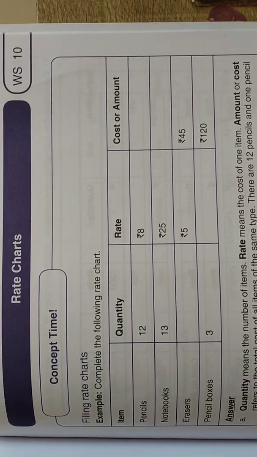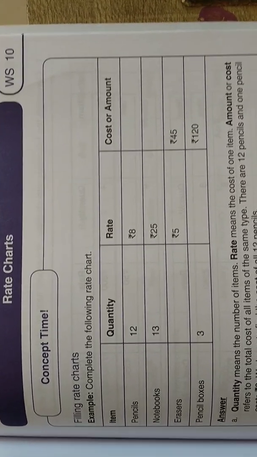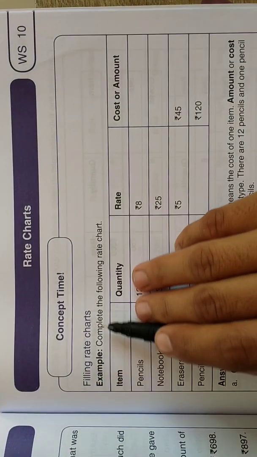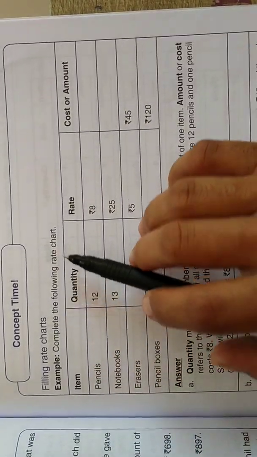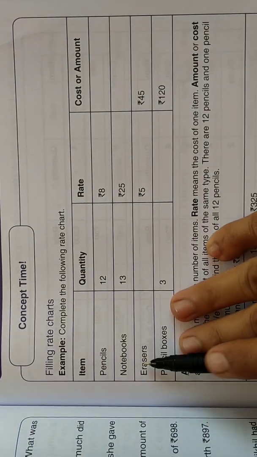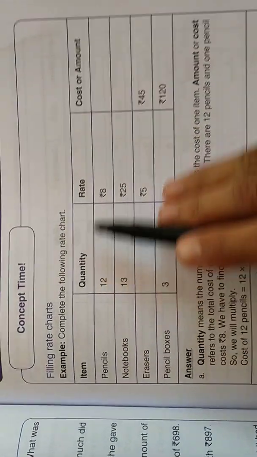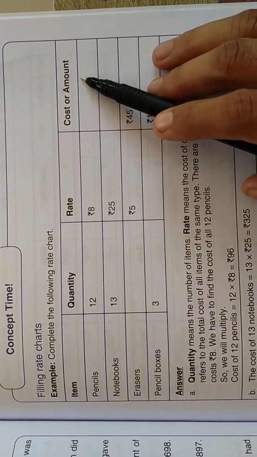So, students, today we'll start rate chart, worksheet number 10, unit number 7. Filling rate chart. In that chart, here is an example. Complete the following rate chart. Now, items, quantity, rate and cost or amount are there.